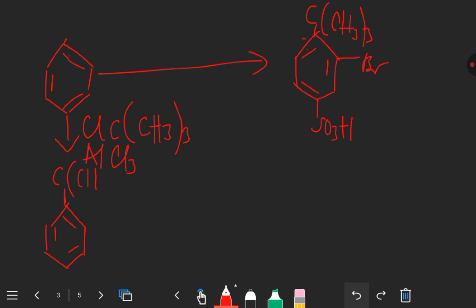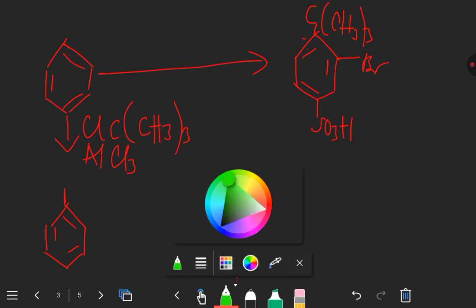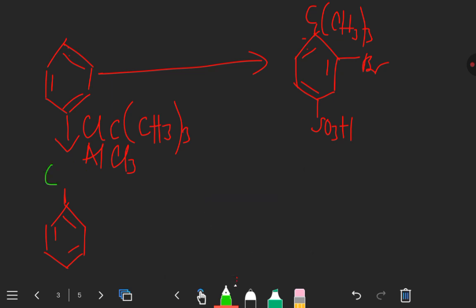Let me just use a different ink so that we have a clear picture. Okay, so this is what we are going to form: C(CH3)3, like that.